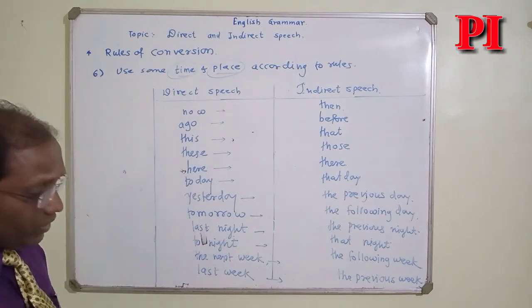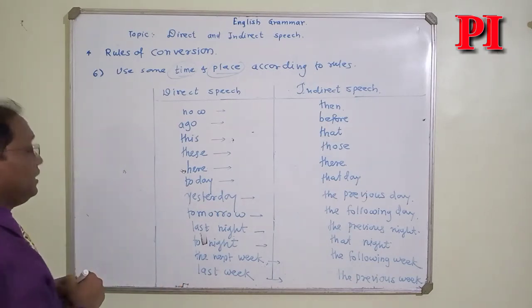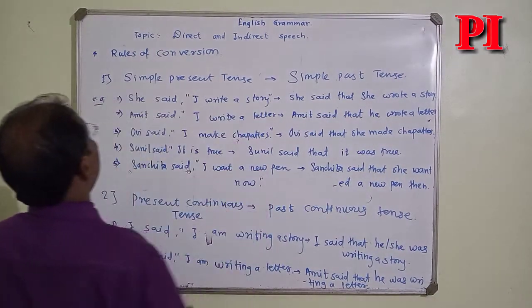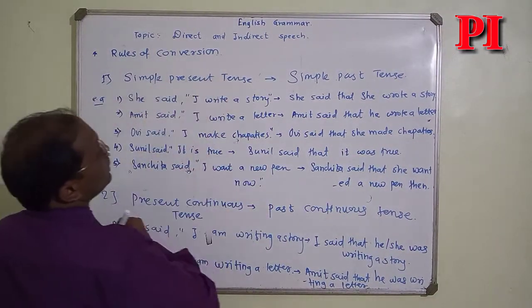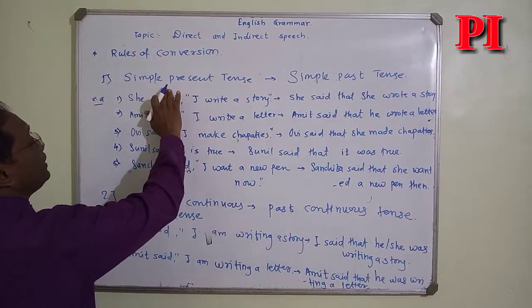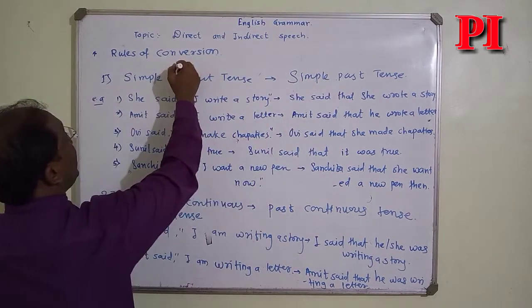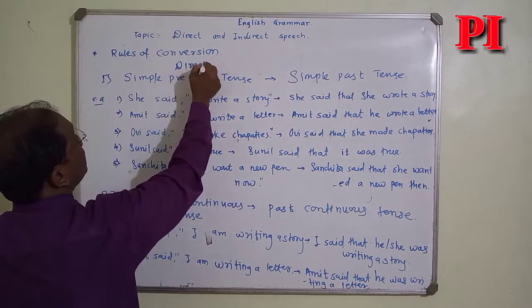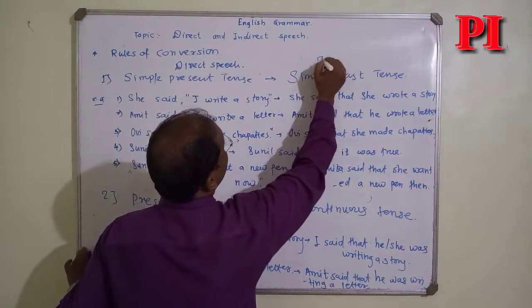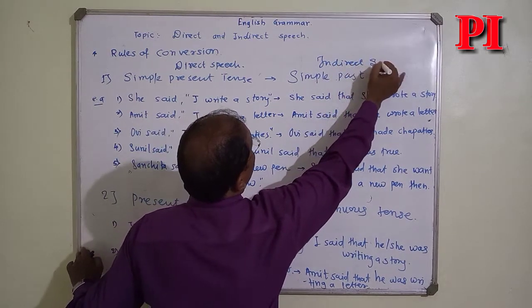Then the next rule we will see one by one is tense. Now, according to tense, we will see one by one. Simple present tense is converted into simple past tense. Here is a direct sentence, direct speech, and here is indirect speech.